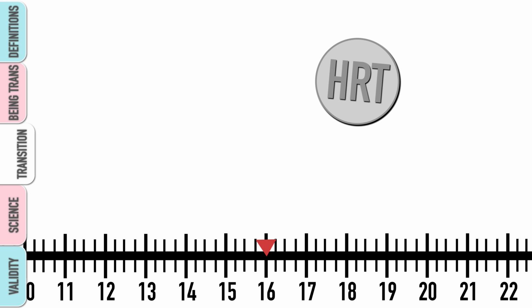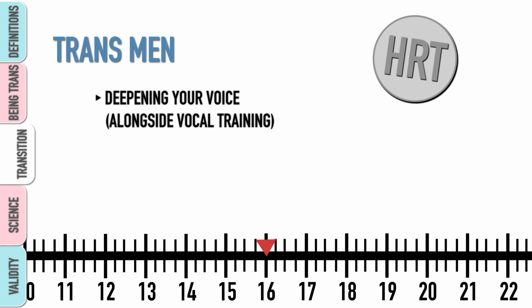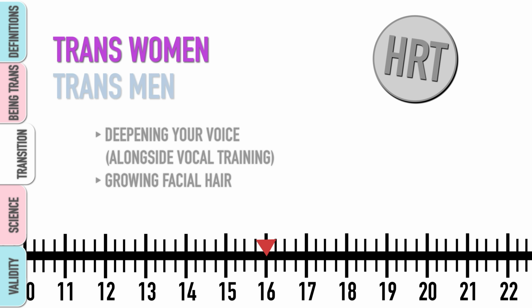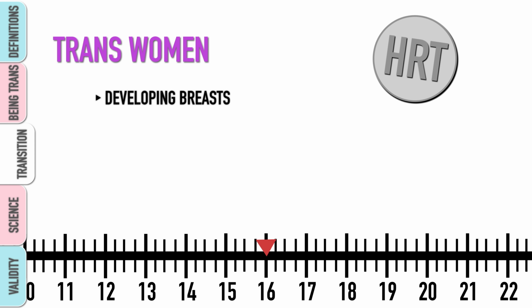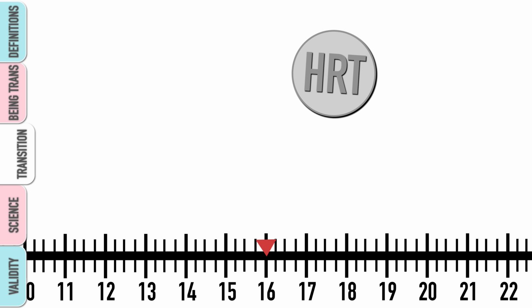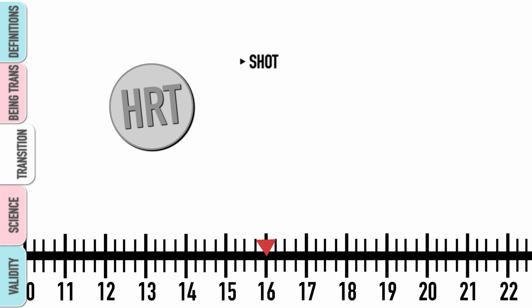For men, this includes deepening your voice alongside vocal training and growing facial hair. For women, this includes developing breast and changing your body's shape. HRT can come in many forms, including a shot, pill, patch, gel, or an implant.